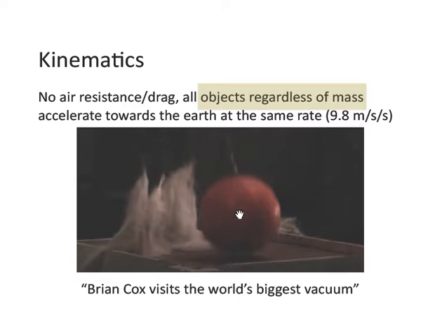You can find this video by Googling the following: Brian Cox visits the world's biggest vacuum. And you'll find the video. It's a beautiful video showing the effect of removing air on falling objects. If you can remove all the air so that there's no more drag and no more air resistance, then feathers and a bowling ball, when dropped from the same height, will hit the ground at the same time. I suggest you check that out.